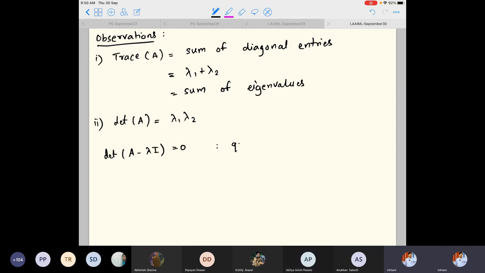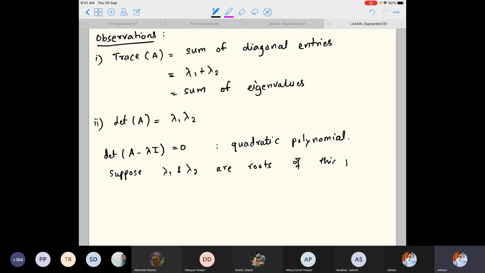Okay, so in all the examples that we had, it was a quadratic polynomial, right? Do you all agree? In this particular case, at least, the 2 by 2 case. And in this 2 by 2 case, this is the quadratic polynomial. So suppose lambda 1 and lambda 2 are actually the roots of this polynomial.